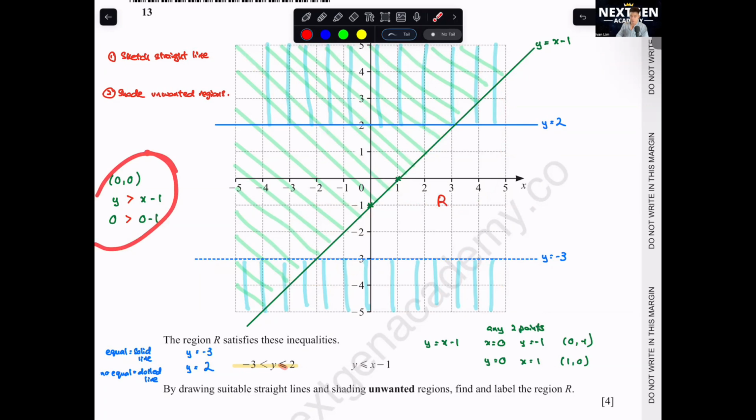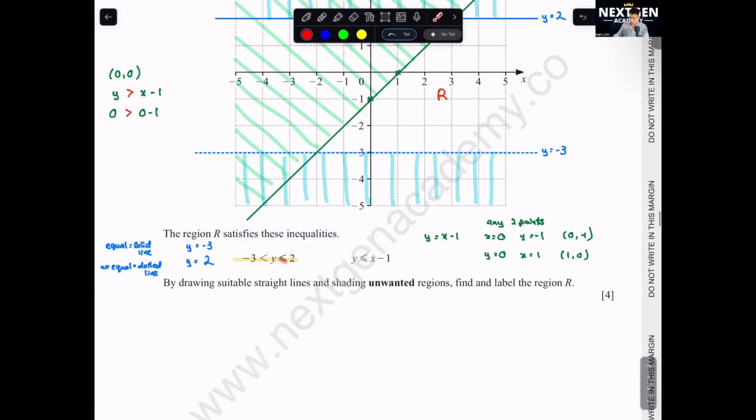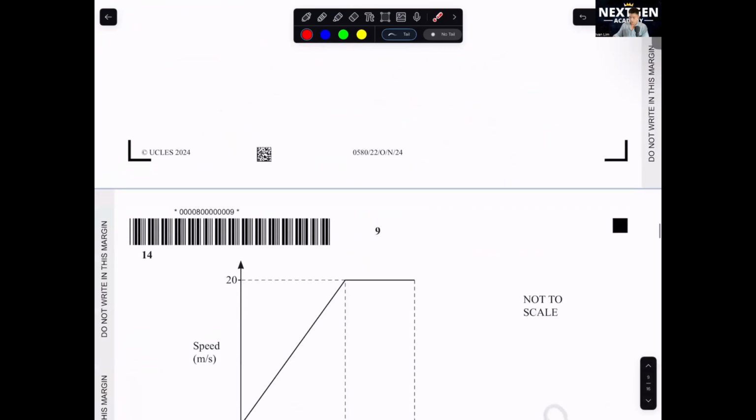But if really not sure, then you test it. You substitute in a value, a point inside here, then you check whether based on the calculation, is it more than or less than? Then I know the region represents less than or more than. Make sense? All right, let's move on to the next one.